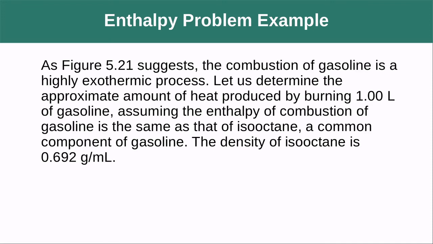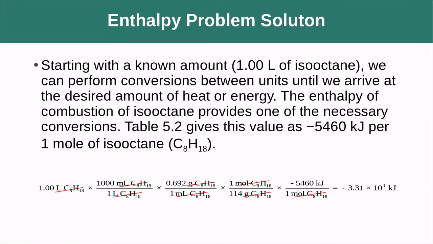And we're going to need to know the density of isooctane, and that is 0.692 grams per milliliter. So let's take a look at this. If we had a liter of isooctane, one of the first things we're going to need to know is how many moles that is. So we start off with that liter. We convert it into milliliters. So 1 liter is 1,000 milliliters, right?